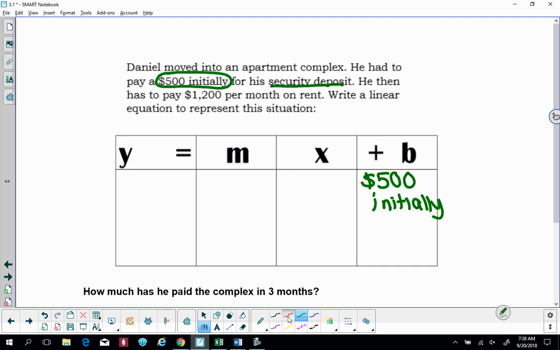Then he has to pay $1,200 per month. Now, is he paying that one time or adding every time it's another month? He's adding that over and over again, right? So that would be my slope, the $1,200, and I know it's my slope also because it has per, each, every. I know it's being added each time. So per what? Per month. And so your month is what we consider your X.